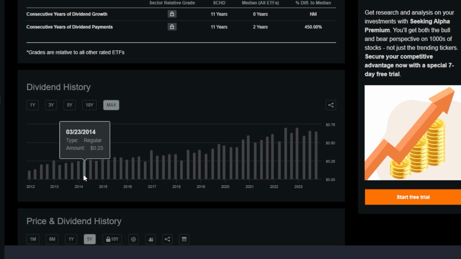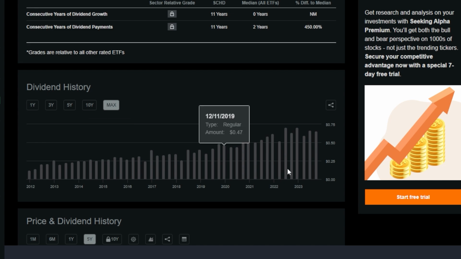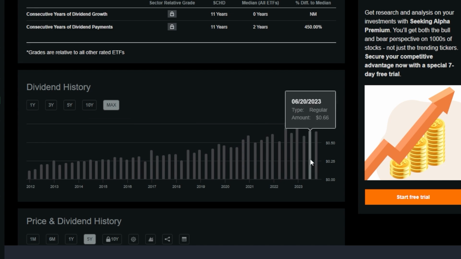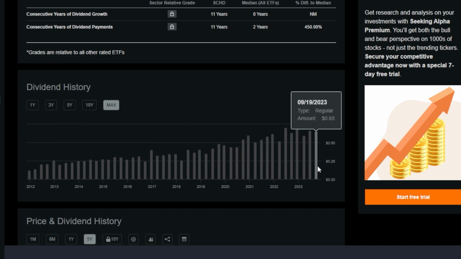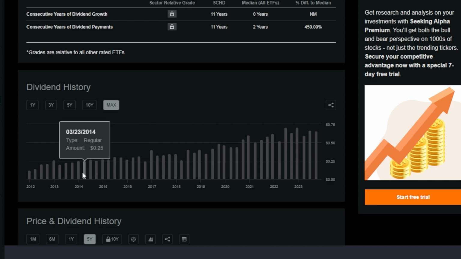Back in 2013, 2014, around 10 years ago, the Schwab US Dividend Equity ETF was paying around 25 cents or so per share per quarter. Now 10 years later, around 65, 66, or even 70 cents per share per quarter. The difference in dividend payouts over the last 10 years is almost 3 times as much as you would have been getting around 10 years ago.